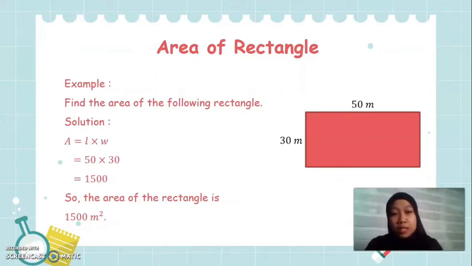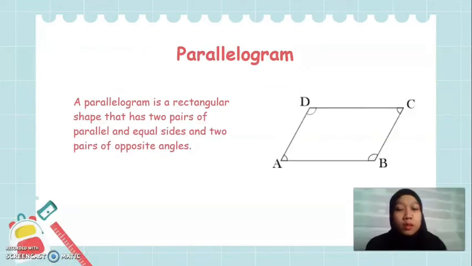Example, find the area of the following rectangle. From the picture, we know that the length of the rectangle is 30 meters and the width of the rectangle is 30 meters. To find the area of the rectangle, use the formula A equals L times W. We substitute L with 20 meters and W with 30 meters. So, A equals 20 times 30 and the result is 1,500. So, the area of the rectangle is 1,500 meters square.